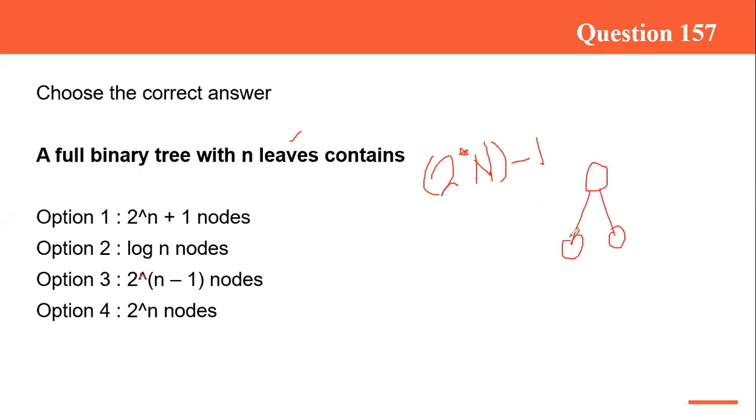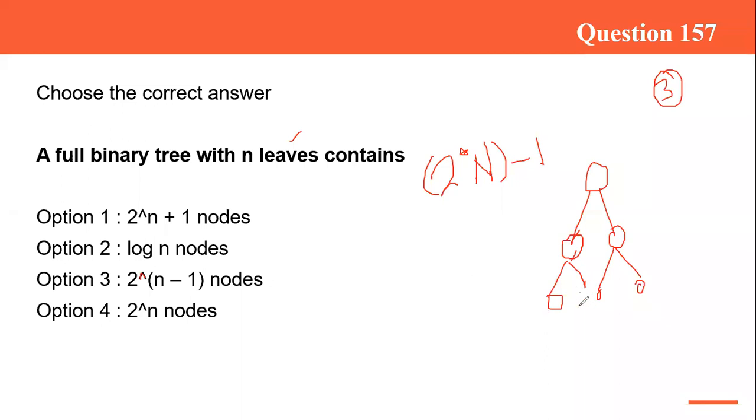2 leaves means what? 2 into 2, 4. 4 minus 1 is 3. Got it? Simple one. If you take next level, how many leaves are there in this? 4 leaves. So 2 into 4 is 8. 8 minus 1 is 7. 7 only, 1, 3 plus 4. Right? Understood that? 2n minus 1 should be the answer.